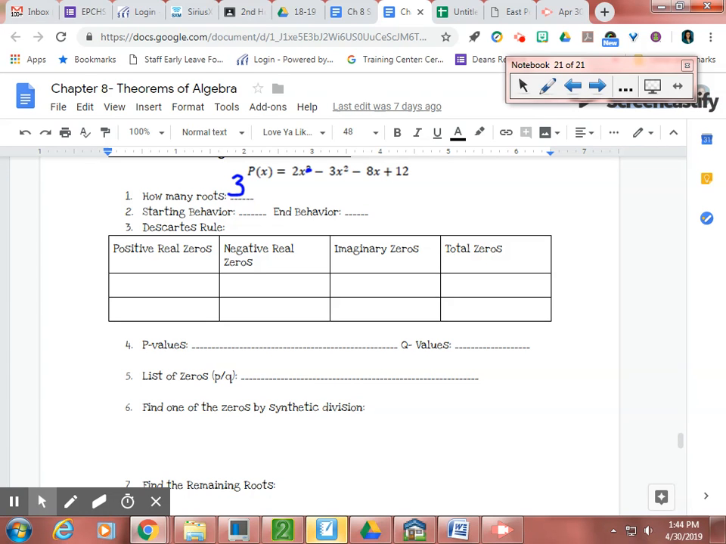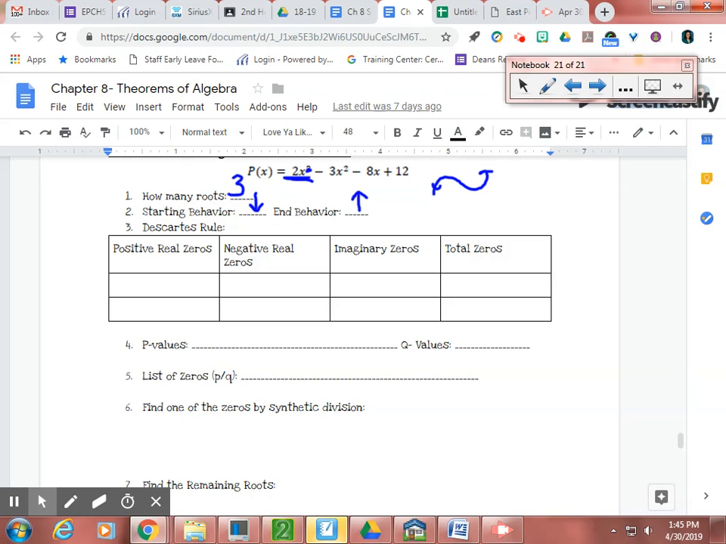Now the end behavior. It says 2x to the third, so it's going to end positive because it's positive 2x to the third. And then remember that the starting behavior is opposite. So our graph is going to look something like that. So then we go to Descartes' theorem.